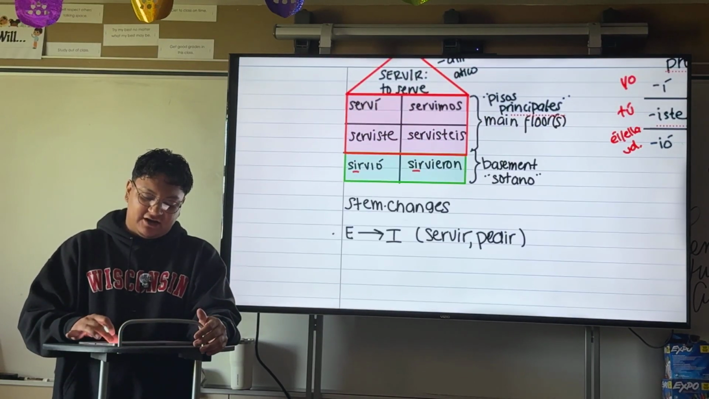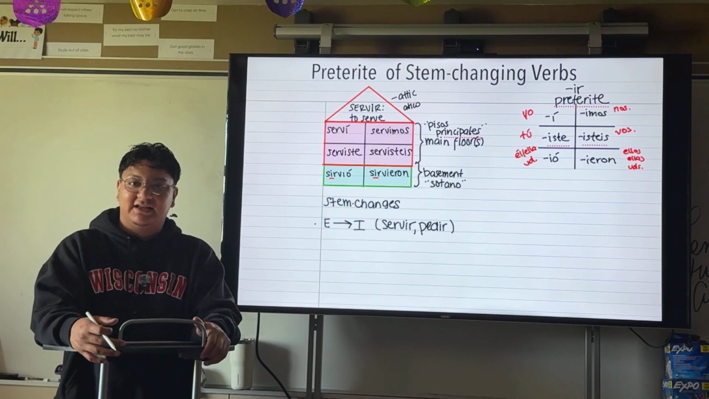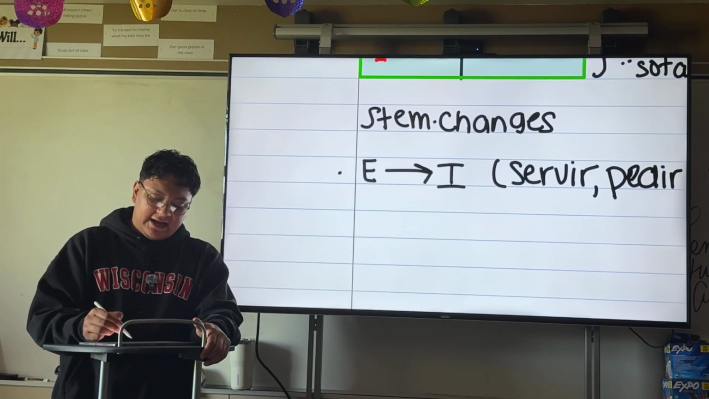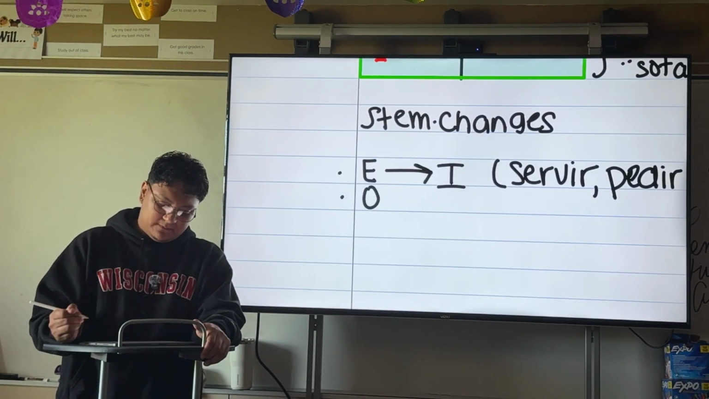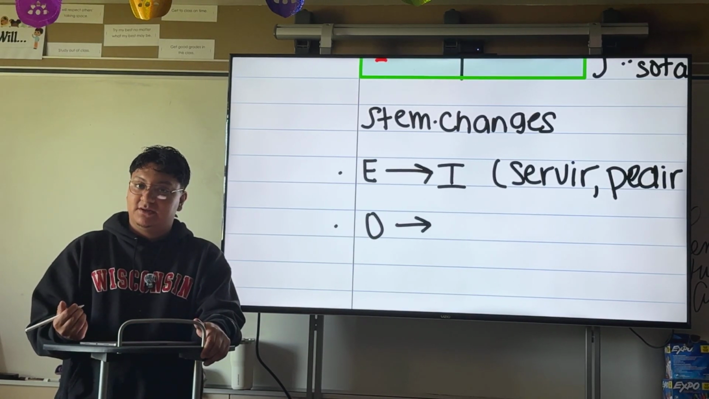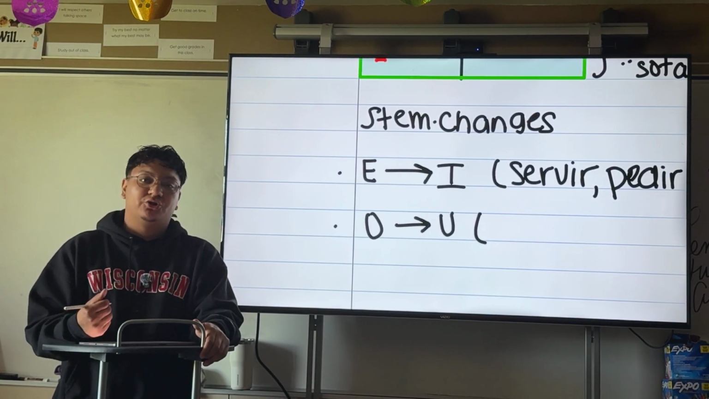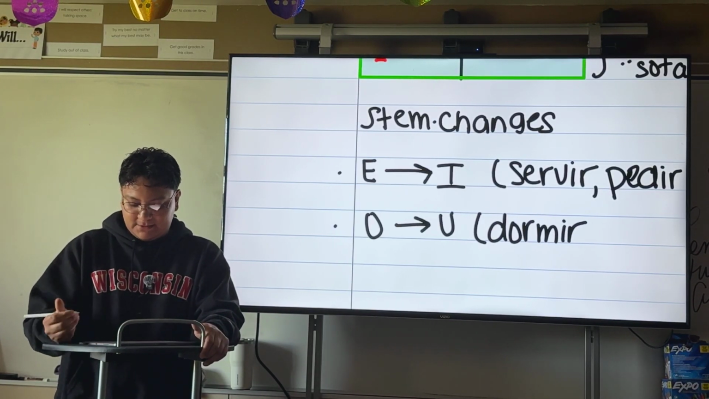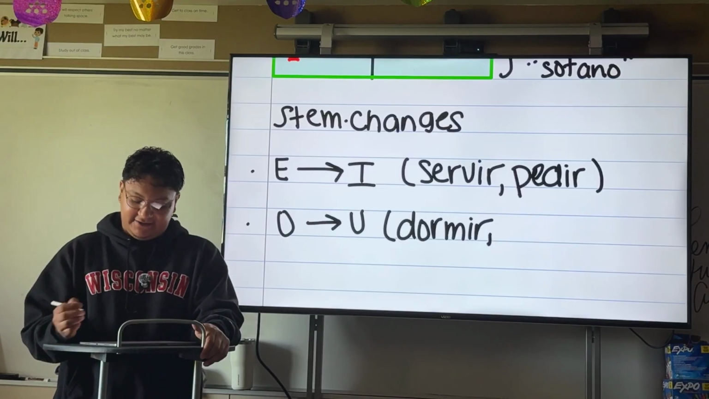Okay, so at this point, on your piece of paper, you should have all of this down. If you haven't, I suggest you do this. Pause as needed. Let's continue. Now, if the stem has the vowel O, I'm going to give myself some more space. It changes to a U. For example, dormir, or to sleep. Another example, morir, or to die.